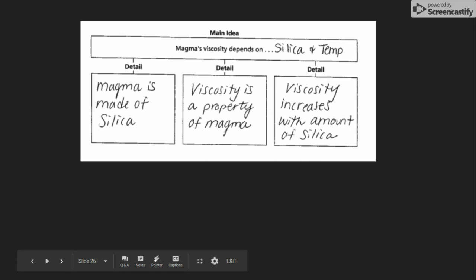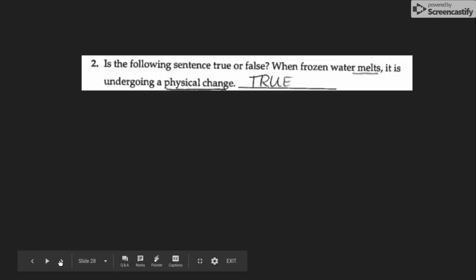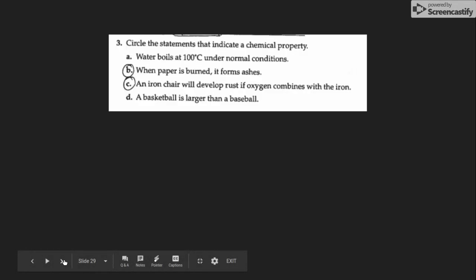The main idea: magma's viscosity depends on silica and temperature. So magma is made of silica. Viscosity is a property of magma. Viscosity increases with the amount of silica. A substance that cannot be broken down into other substances is called an element. Is the following sentence true or false? When frozen water melts, it's undergoing a physical change. This is true.